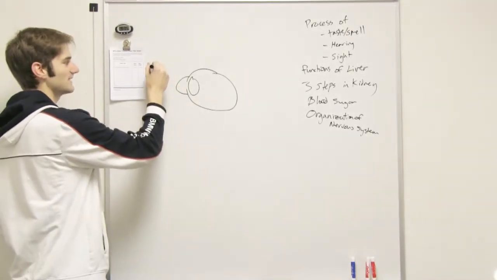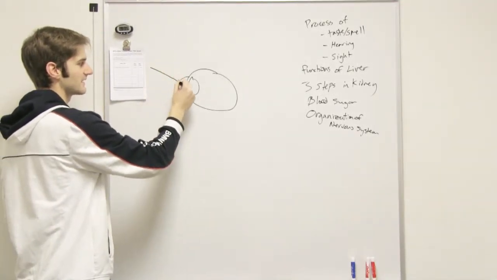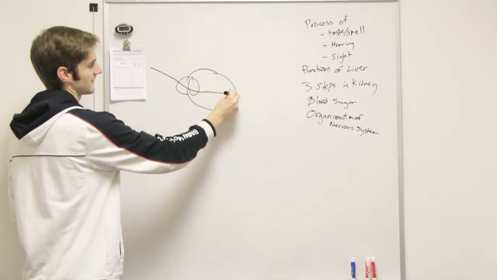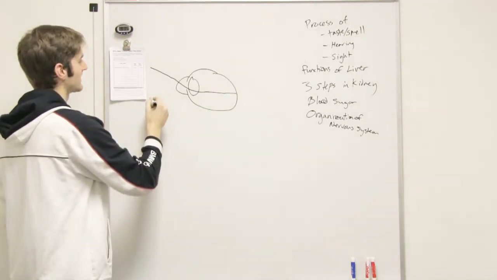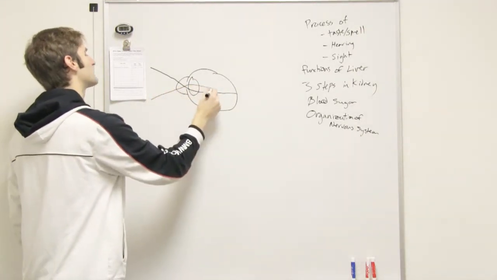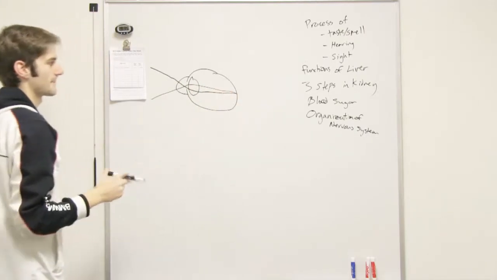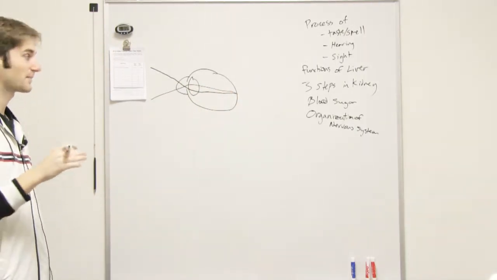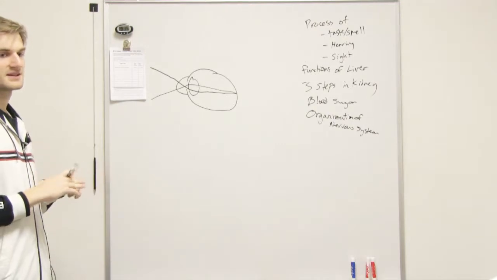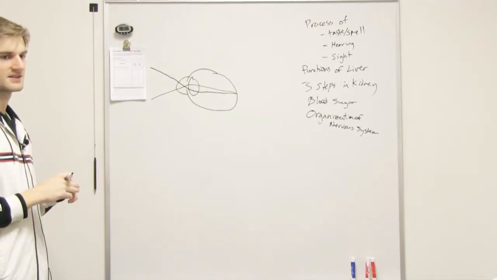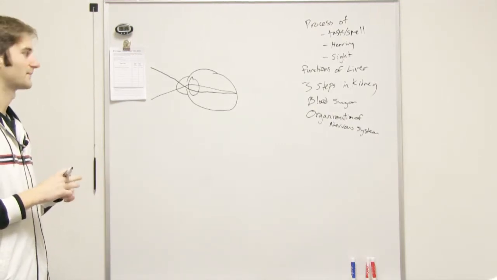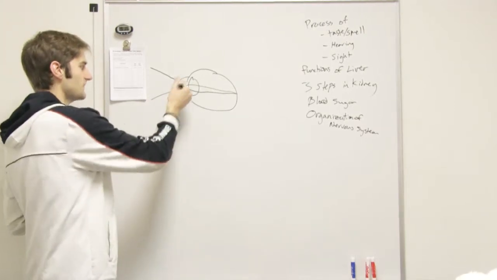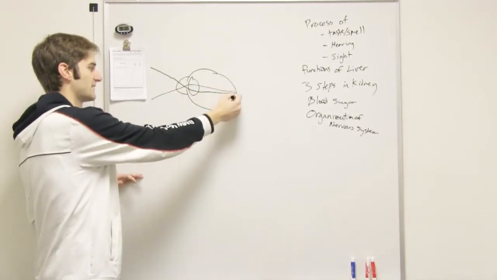So light comes into the eye and gets bent by the lens. So we have light coming in from different angles and all getting bent. Bent by the lens. The lens bends it. Does that make sense? Okay. So it's coming in and then it's getting bent.